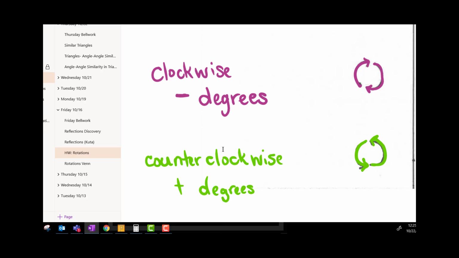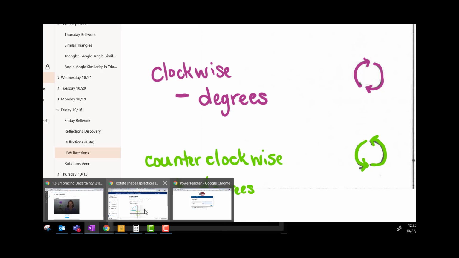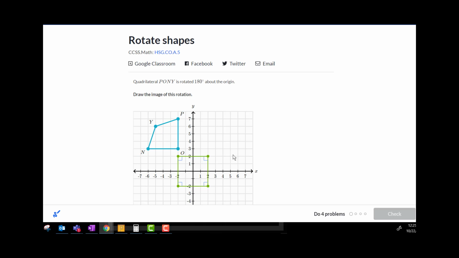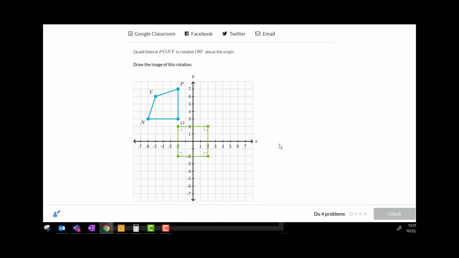Okay, so make sure you get that added to your foldable, whether it's a digital foldable or a paper foldable. Get that added, and then let's go use that information to complete this activity. So quadrilateral PONY is rotated 180 degrees about the origin.